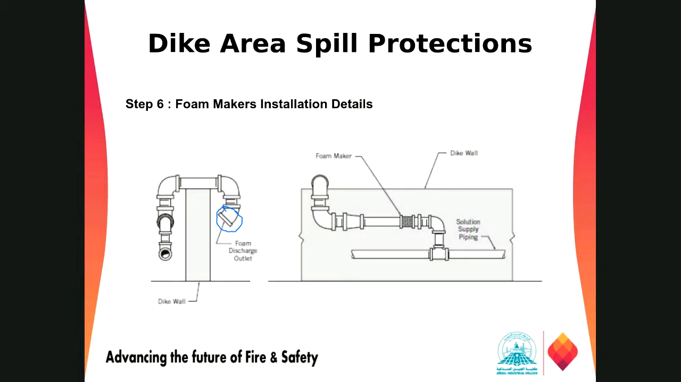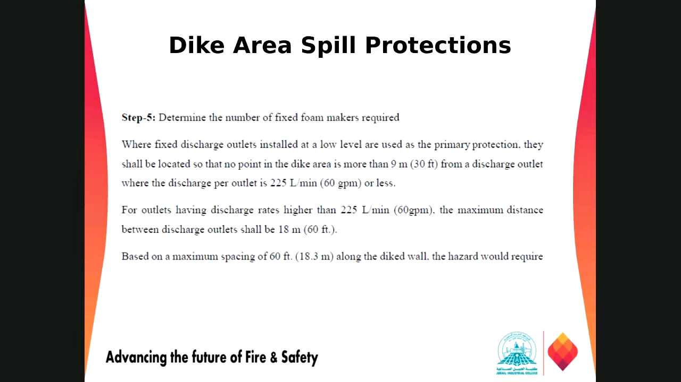We are just going to calculate. Where fixed discharge outlets installed at a low level are used as primary protection, they shall be located so that no point in the dike area is more than 9 meters from a discharge outlet. Where the discharge per outlet is 60 GPM or less, or if the discharge per outlet is more than 60 GPM or higher, the maximum distance between discharge outlets shall be 18 meters, right?